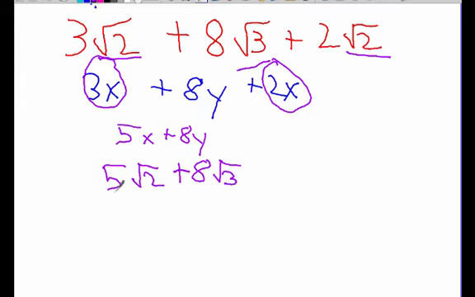Now we look at these and we say, well, square root of 2, square root of 3, those aren't the same, so they can't go together. So just like 5x plus 8y is as simple as it gets, 5 times the square root of 2 plus 8 times the square root of 3 is as simple as it gets, and we're done. All right, see? Not super difficult.